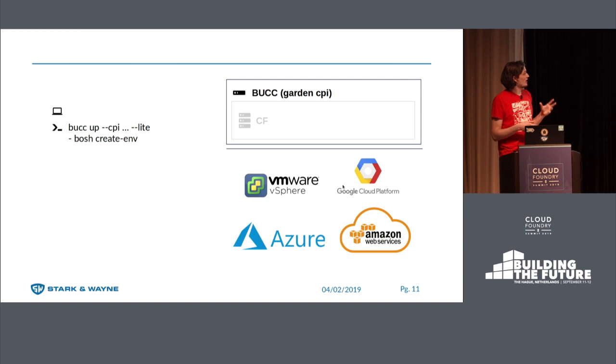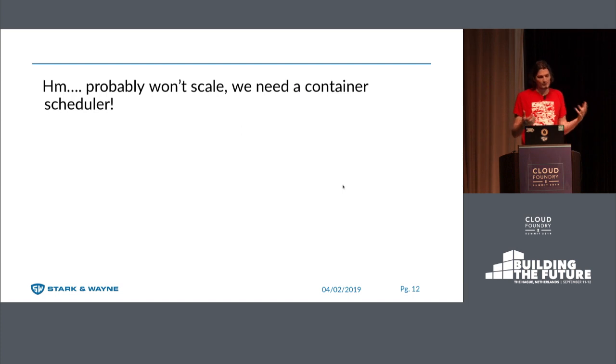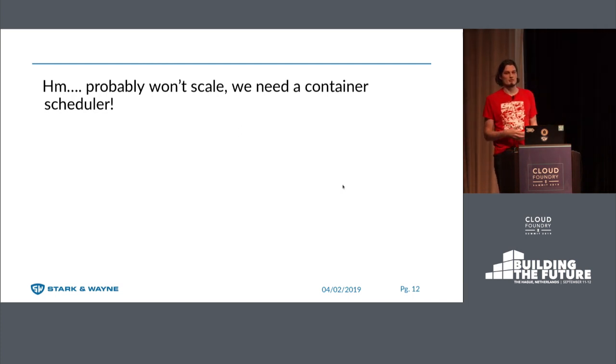What this does is instead of creating VMs, it creates containers. So you end up with one big BUCC VM with a Cloud Foundry inside there. That's nice for development purposes. You can have a Cloud Foundry running in a single VM, but it doesn't really scale, right? You need some sort of way of going multi-node, spread your containers across multiple nodes. And that's why you need a scheduler.